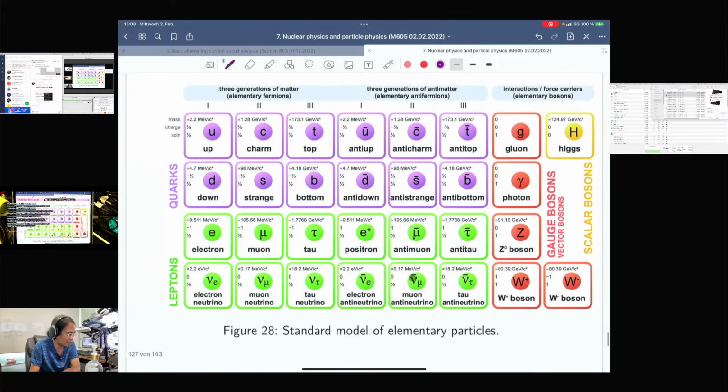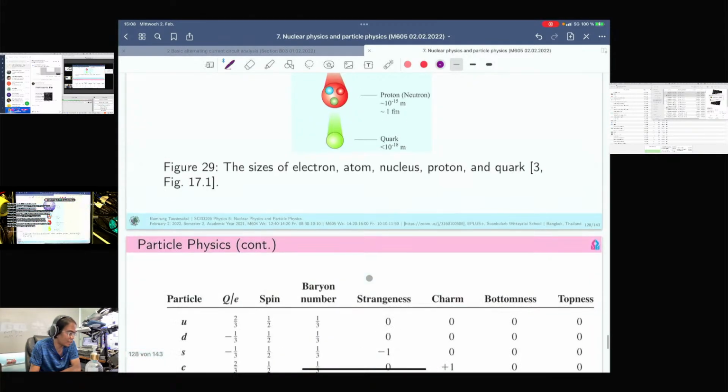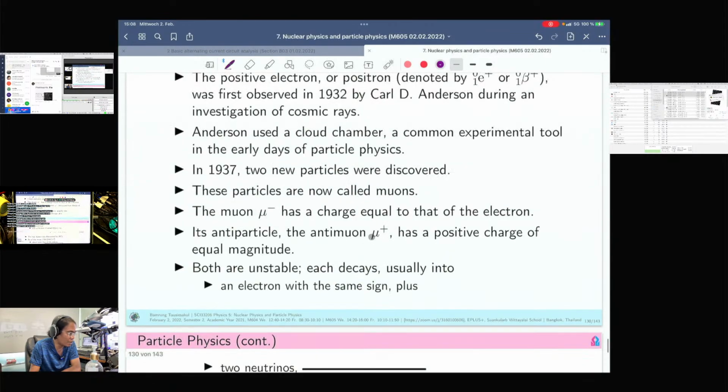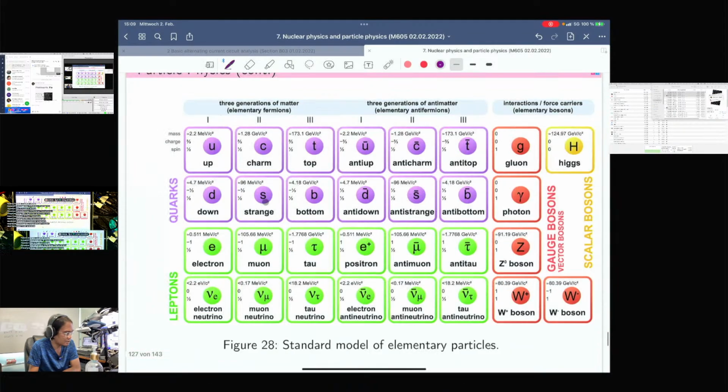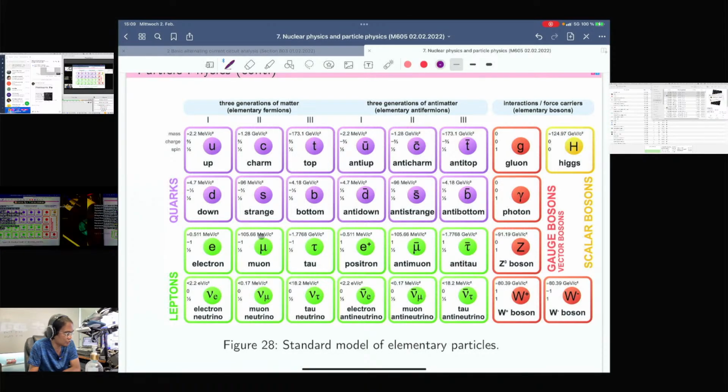In this standard model, in any case, we understand that this one is the antiparticle to the negative muon. The positive muon is actually the anti-muon and has a positive charge of equal magnitude. Both versions of the muon are unstable because the mass is big compared to the electron. Both are going to decay to become electrons.